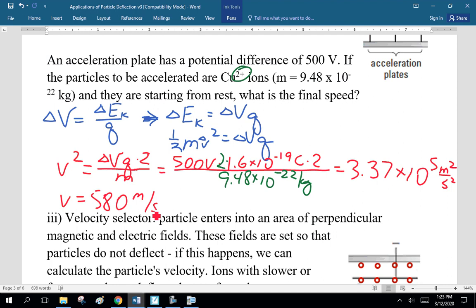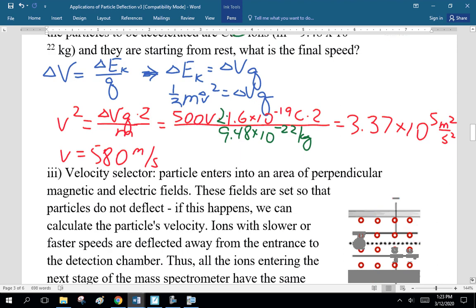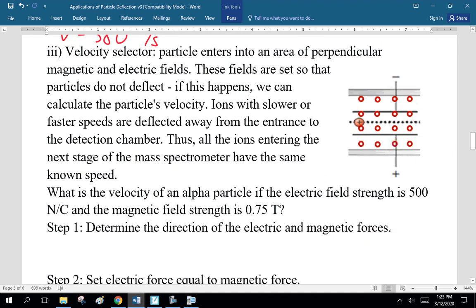Okay. Now, next thing, the velocity selector, my personal favorite. Particles enter into an area of perpendicular magnetic and electric fields. These fields are set so that particles do not deflect. If this happens, we can calculate the particle's velocity. Ions with slower or faster speeds are deflected away from the entrance to the detection chamber. Thus, all the ions entering the next stage of the mass spectrometer have the same known speed. So what is the velocity of an alpha particle if the electric field strength is 500 newtons per coulomb and the magnetic field strength is 0.75 Tesla?